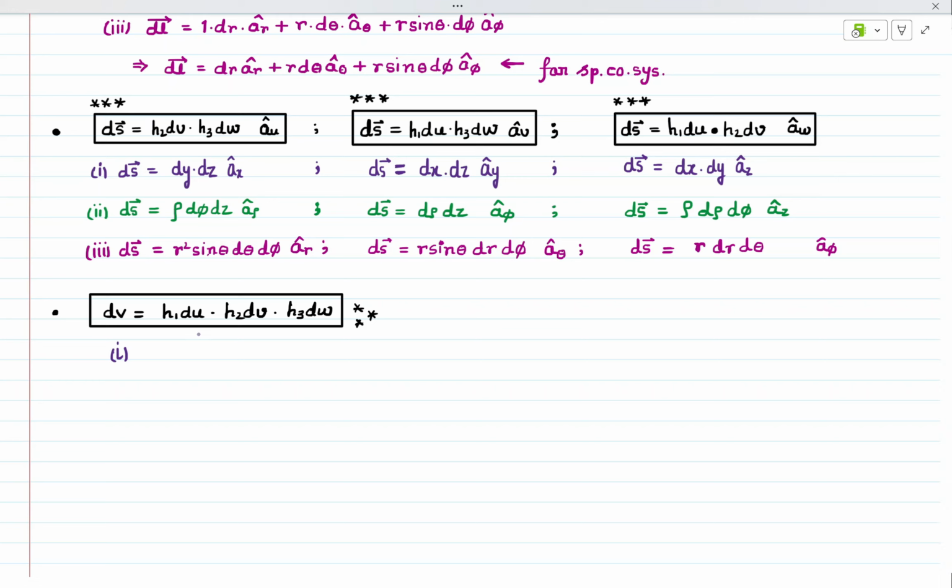So what is the differential volume in case of the Cartesian coordinate system? H1, H2, H3 are, in case of the Cartesian coordinate system, 1, 1, 1 according to the table. So I am just not considering that 1 into 1 into 1 because it will be nothing but the 1. Now, du, dv, dw will be nothing but dx, dy, dz.